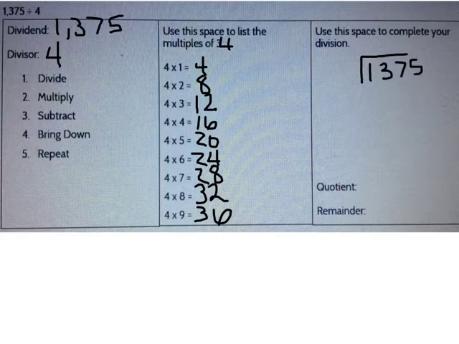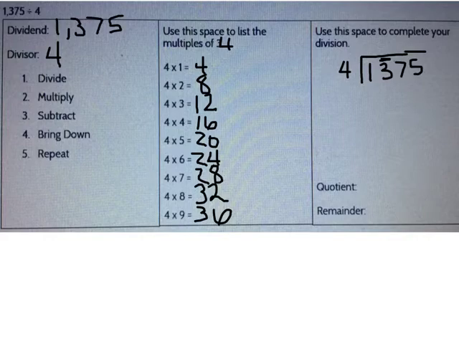1,375 divided by 4. First, I need to decide where to start dividing. Can I divide 1,000 into groups of 4? No. Can I divide 13 hundreds into groups of 4? Yes, because 13 is bigger than 4. Draw a line over the 3. We're going to start dividing in the hundreds place.